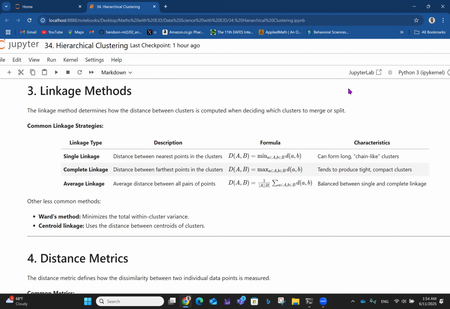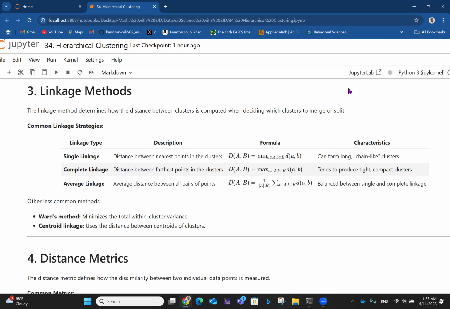You have the single linkage. Here, the description is about the distance between nearest points in the clusters. So D of A,B, that's the distance between A and B, is the minimum over all a in A and all b in B of the distance between a and b. So the shortest distance between nearest points, I mean. So you can form long chain-like clusters.